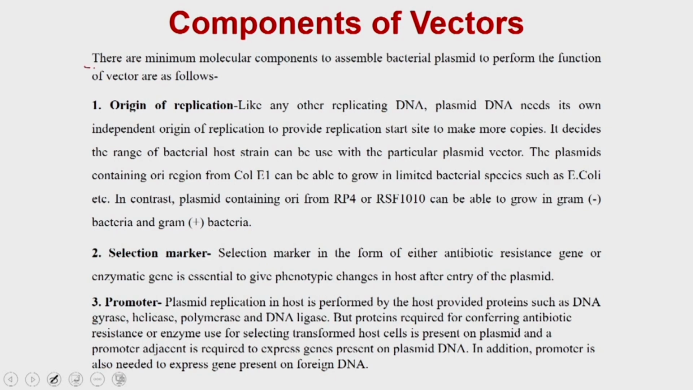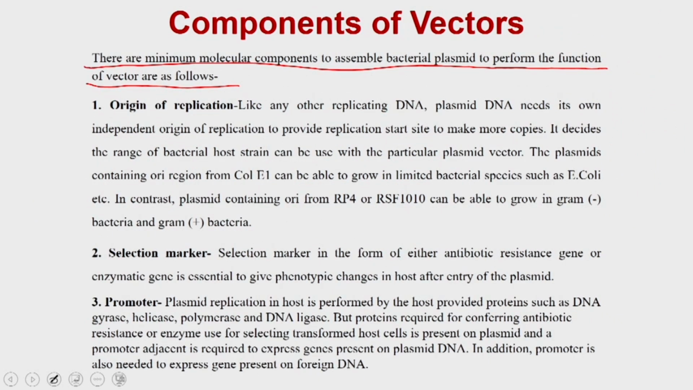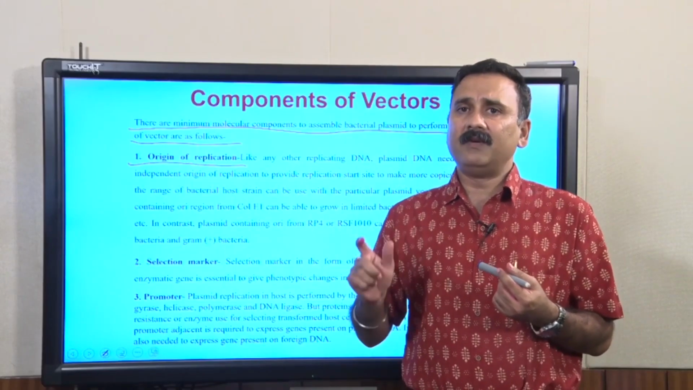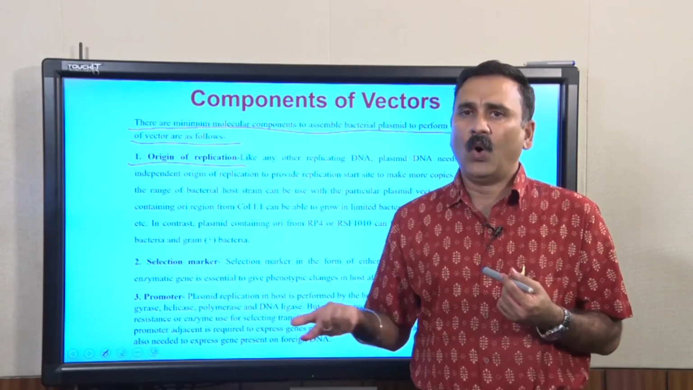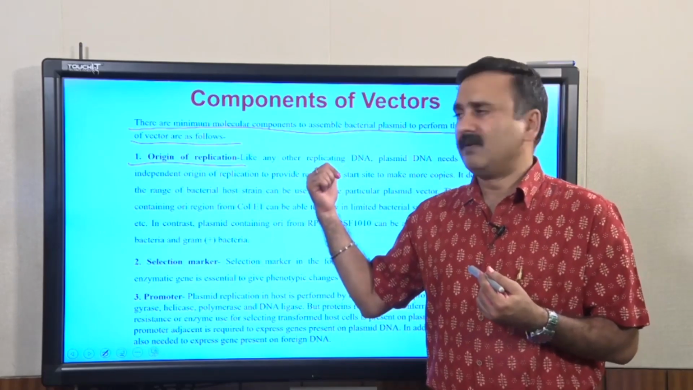So, the minimum number of components which are required to perform the function of the vector, which we have just discussed, that is the criteria of a good vector, and these are the molecular components of a particular vector. The first is the origin of replication. As you have seen in the first slide itself, the property of a vector is that it should be able to replicate within the host. So, that replication is going to be decided by the origin of replication.